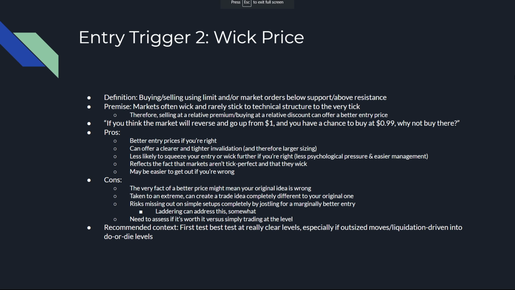Now, the pros are mostly self-explanatory. You get better entry prices if you're right. They can offer clearer and tighter invalidation, which typically means larger sizing as well, because by definition, if your idea is correct and you got a wick price entry trigger, you're doing business at the wick, and therefore you have a clearer invalidation. You don't need to guess. You're either right or the market probably isn't going to reverse at that type of structure, and that just lets you tighten up your trade parameters a lot.